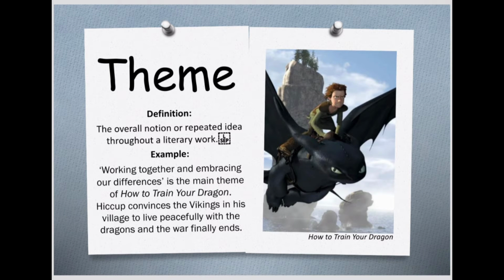Our first literary device is theme. Now what is theme? The overall notion or repeated idea throughout a literary work. Basically it means an idea around which a story revolves. Now the example is in the movie How to Train Your Dragon. Hiccup convinces the Vikings in his village to live peacefully with the dragons and the war finally ends. So this example is an interesting part of this definition, which has been taken from a movie called How to Train Your Dragon.